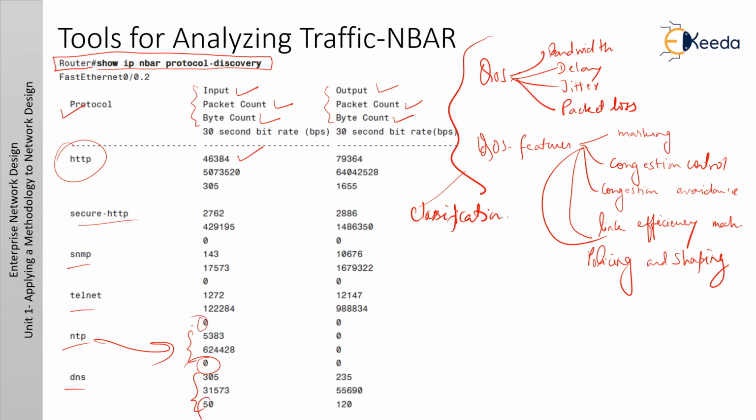Okay, and similarly here for output it is written like this. Output is 79364 and packet count is 640 42528 and byte count is 1655.